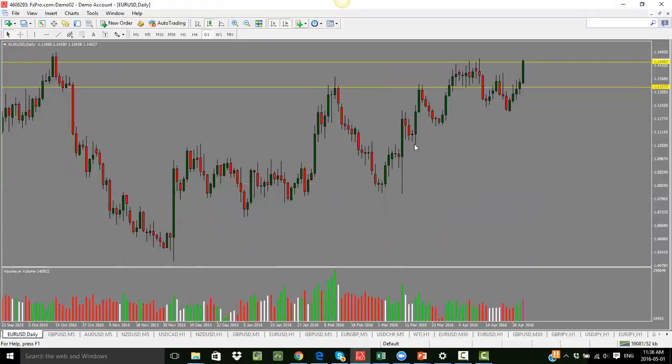This is another one, but you could have gotten stopped out on this because it does go slightly lower, and then of course pushes up quite nicely.